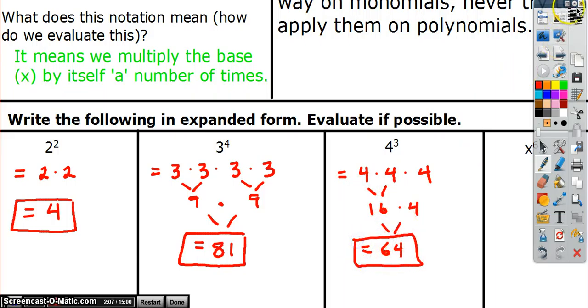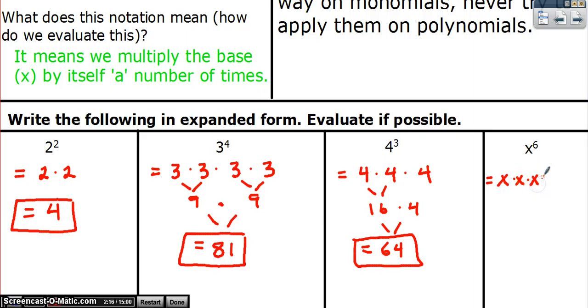All right, last one over here. You can also see exponents with a variable base. This one we won't be able to evaluate, but we can still write this out in expanded form. 6 x's. And that's as far as you could go there.